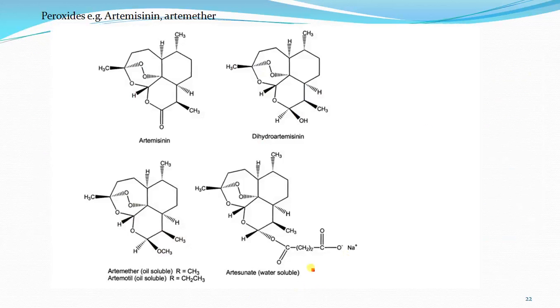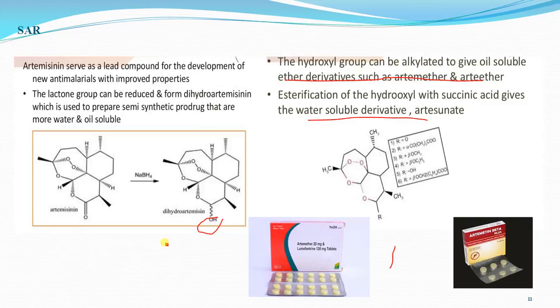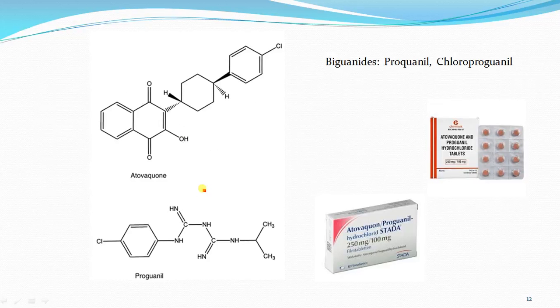As we discussed, artesunate is the ester of this, and if the hydroxy group is substituted with an alkyl, H is replaced with the alkyl, it forms artemether and arteether, which are oil soluble, and artesunate is the water soluble one. The ester is a water soluble drug, which is important for biological activity.